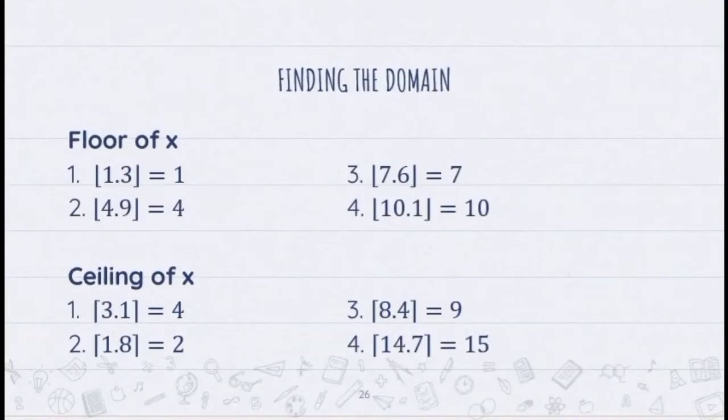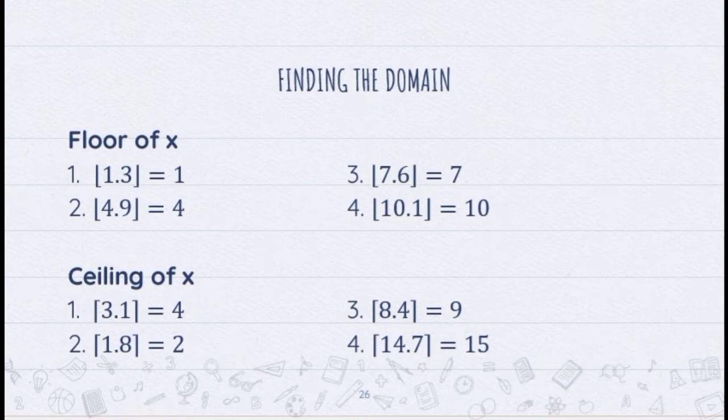To understand better the floor and ceiling function of x, let us consider the following examples. You will get integers as an answer for floor and ceiling functions. In floor functions, it makes you consider the nearest integer down. For example, we have here 1.3 goes down to 1, 4.9, however very close to 5, still goes down to 4, 7.6 goes down to 7, and 10.1 goes down to 10.